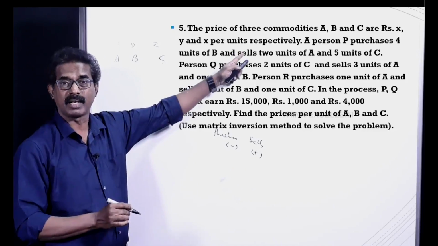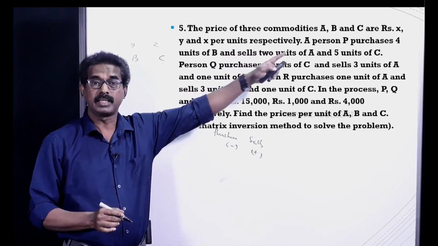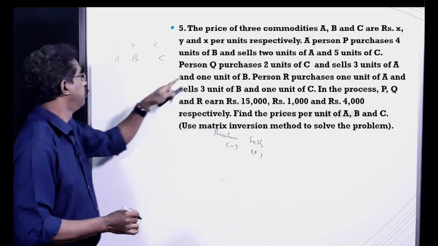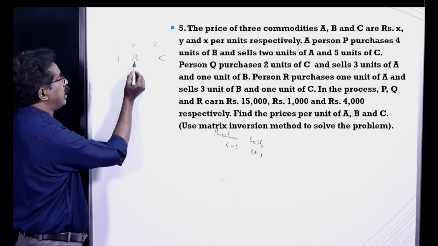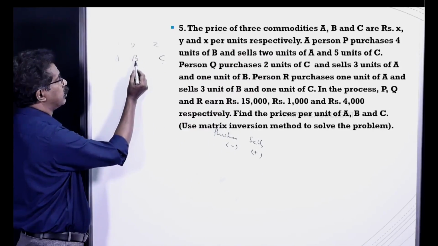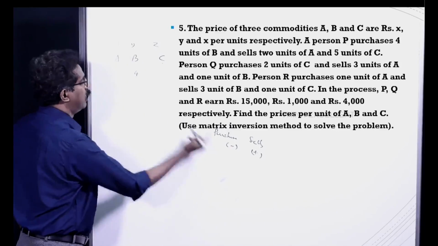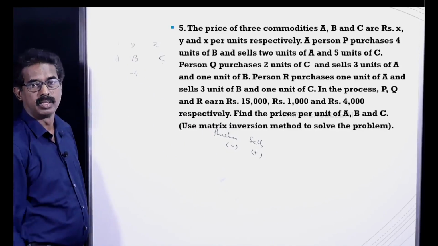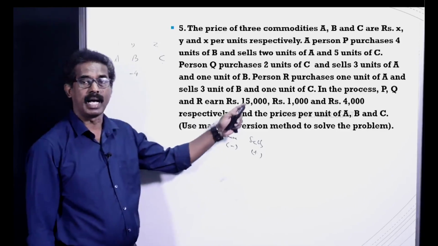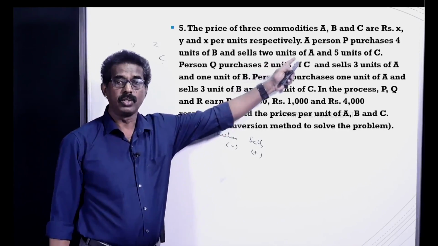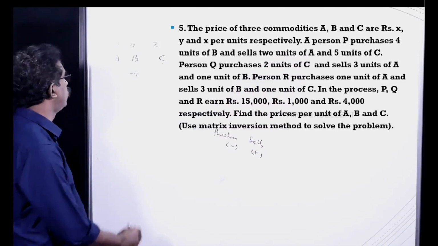So I'll read very carefully. A person P purchases 4 units of B. So here you write 4 units of B, purchases, so you put minus 4. 4 units of B, and sells 2 units of A.